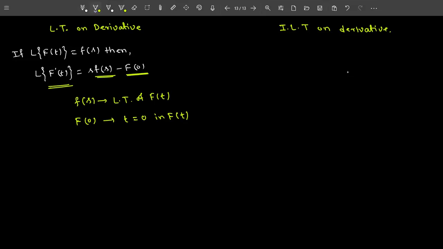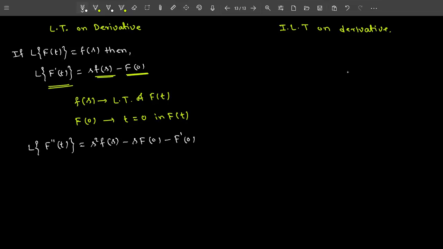But suppose we have a function where the function is a 2 times derivative, 3 times derivative. In that case, Laplace of f''(t) equals, very simple, s squared F(s) minus s f(0) minus f'(0). So you multiply s squared, then the power of s decreases by 1, and the derivative of f at 0 increases by 1. So s f(0), then minus f'(0).